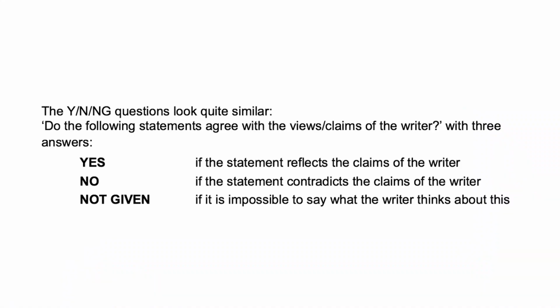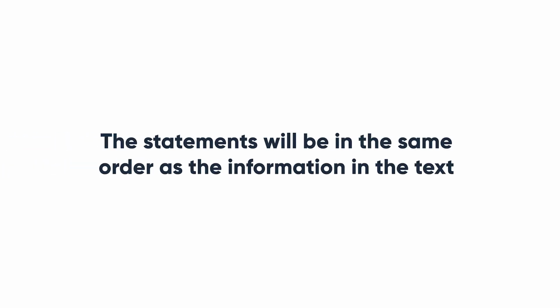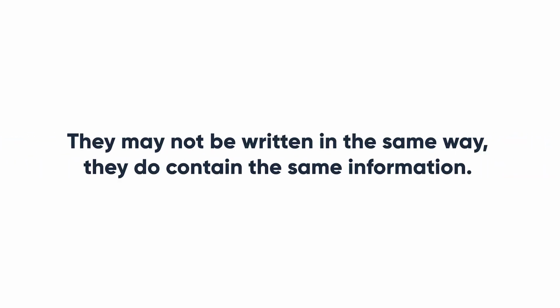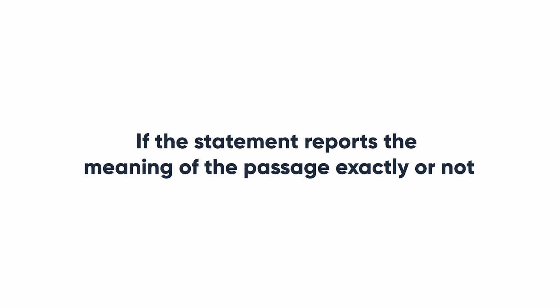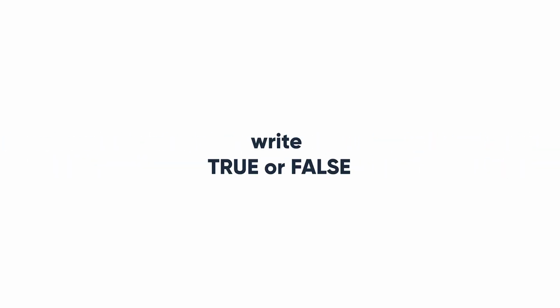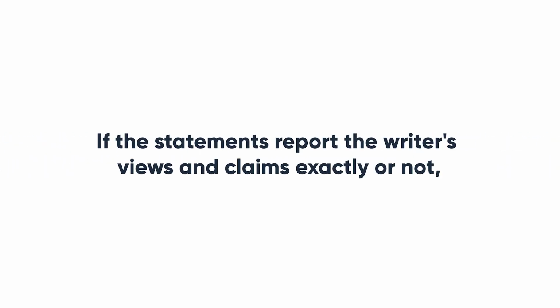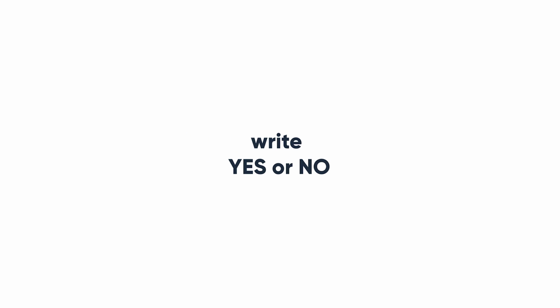So let's go through some rules for when you're faced with these types of questions. The statements will be in the same order as the information in the text. And although they may not be written in the same way, they do contain the same information. In a true, false, not given question, if the statement reports the meaning of the passage exactly or not, write true or false. And likewise, in a yes, no, not given question, if the statements report the writer's views and claims exactly or not, write yes or no.